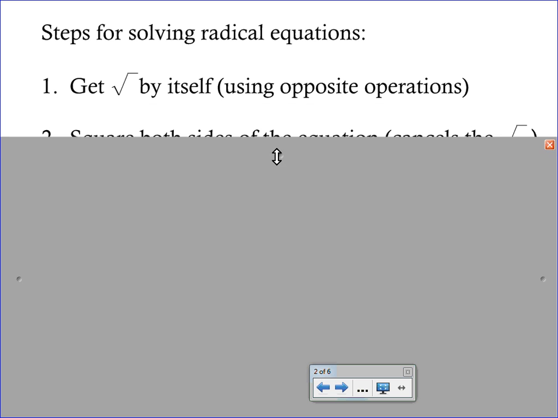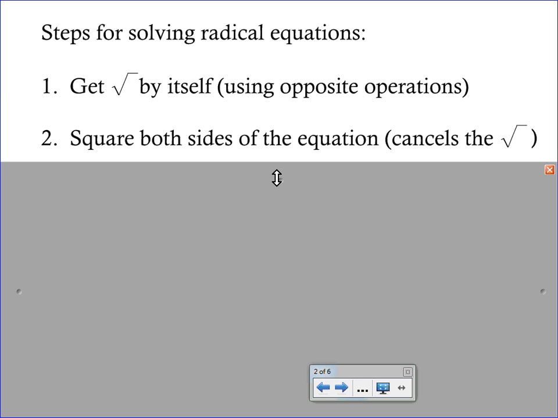Once we get the radical alone, we have to cancel that out. And if you remember when we first started talking about radicals, taking the square root is the opposite of squaring something. And so when we want to get rid of the square root, we are just going to square both sides of the equation. So it's a little bit different because we're actually going to put parentheses around the entire side of the equation and then square it.